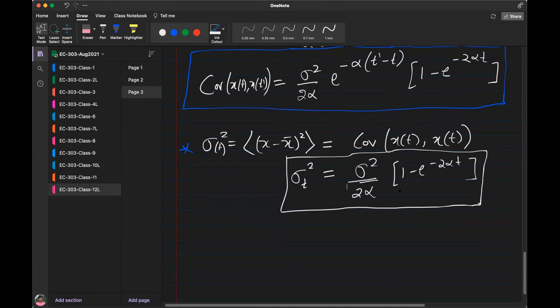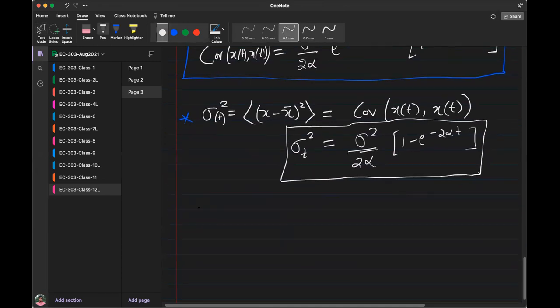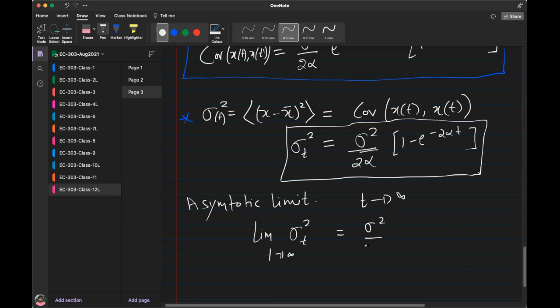Okay. So now let's again try to understand this a bit further. Let us look at the asymptotic limit, which is t goes to infinity. If you wait long enough, what happens to the variance? Then basically, as you can see, the e power minus 2 alpha t term goes to 0. So the asymptotic limit will be sigma square by alpha.